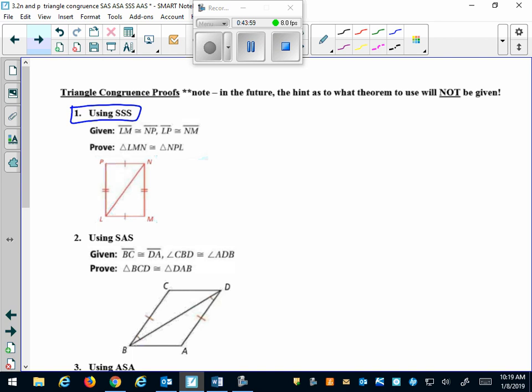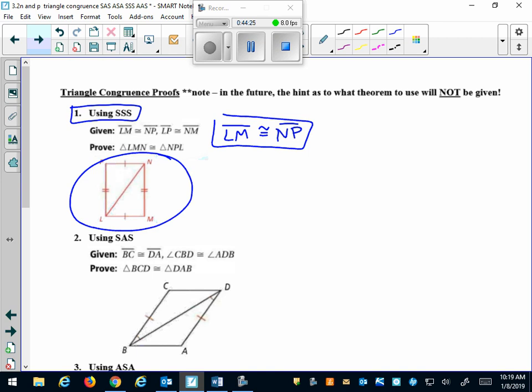So for this one, they give us that LM is congruent to NP, and that's already marked. LP is congruent to NM, and that's already marked. They want us to use SSS. What they give us in the given is not enough. So what other reason would we have to give? In other words, what else could we mark in this diagram?